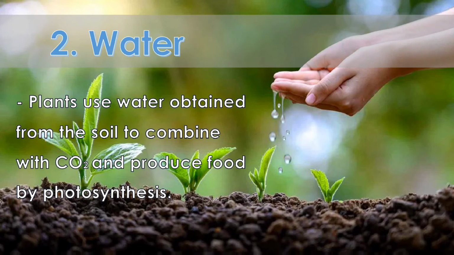Next is water. Plants need water. Plants use water obtained from the soil to combine with carbon dioxide and produce food by photosynthesis. Plants also need water to dissolve nutrients in the soil and to transport nutrients throughout the plant, from the roots to the stem until the leaves.